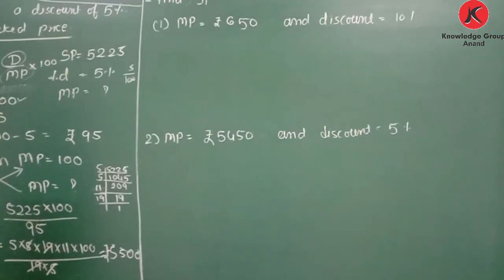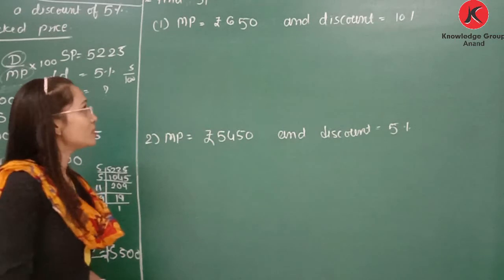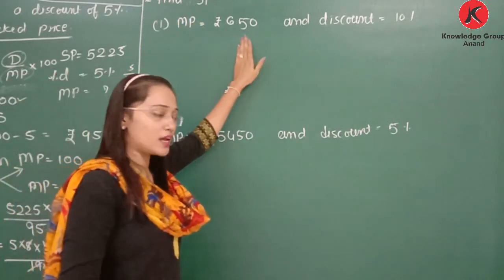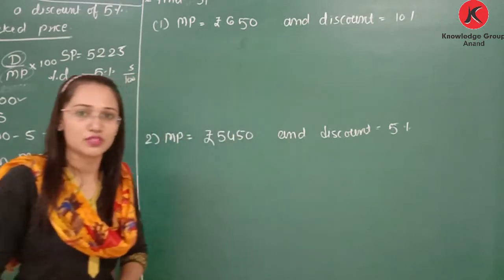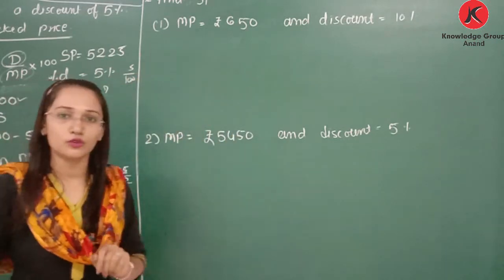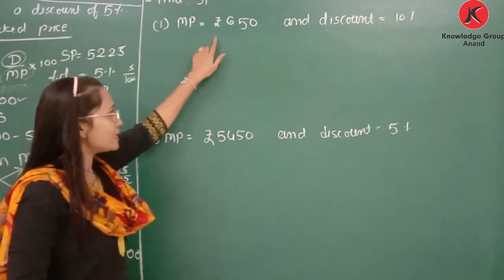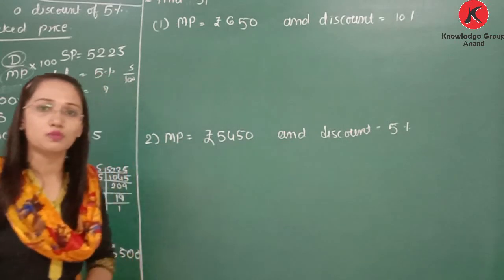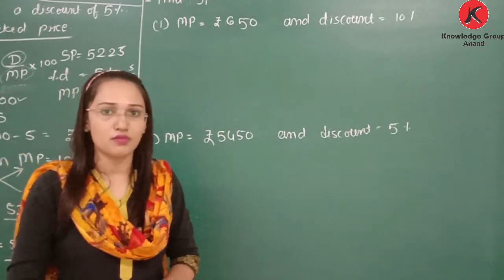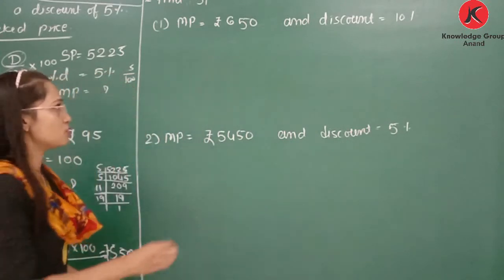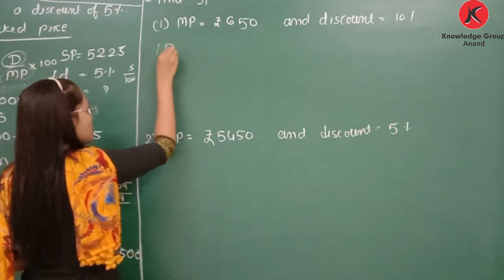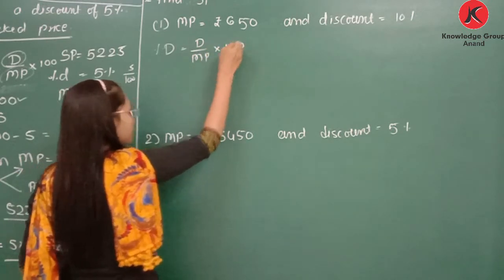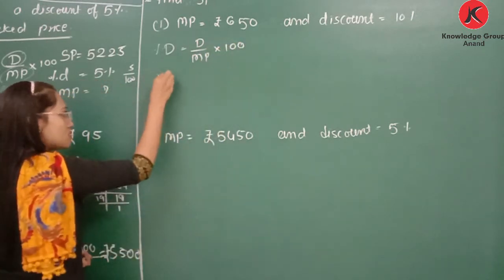Clear? Let's take some extra examples. First, find the selling price when market price is rupees 650 and discount is 10%. So in this question, what do you need to find? Selling price. Market price is given as 650 and discount is 10%. I already explained that whenever market price is given, you can directly use the equation. Percentage discount is equal to discount divided by market price multiplied by 100.